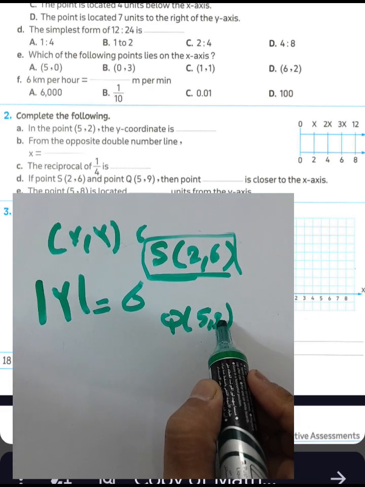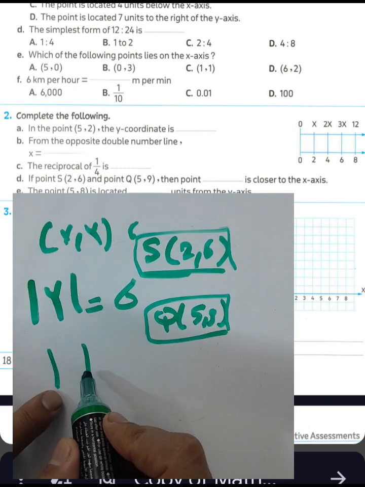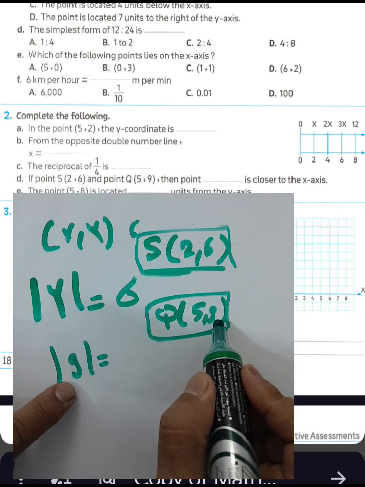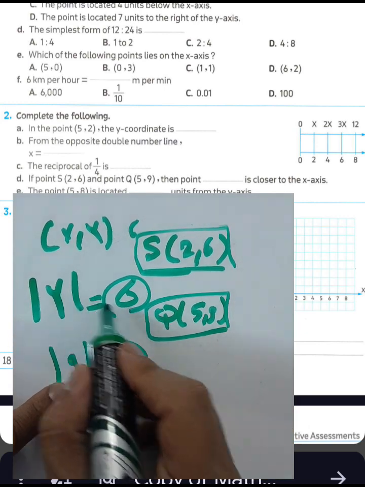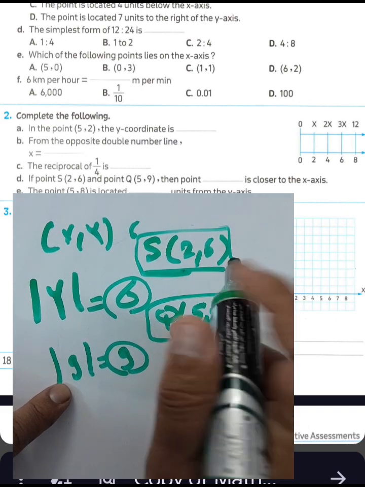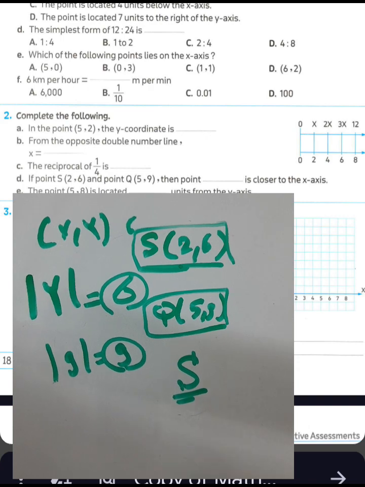And we want to find the distance for the second point, Q, which was 5 and 9. Who can tell me the distance from this point to the x-axis? You can write the absolute value of y here. The absolute value of 9 will be 9. 6 is less than 9, so this point will be nearest to the x-axis. Then the result will be S. Write S. Okay, choose this point S.